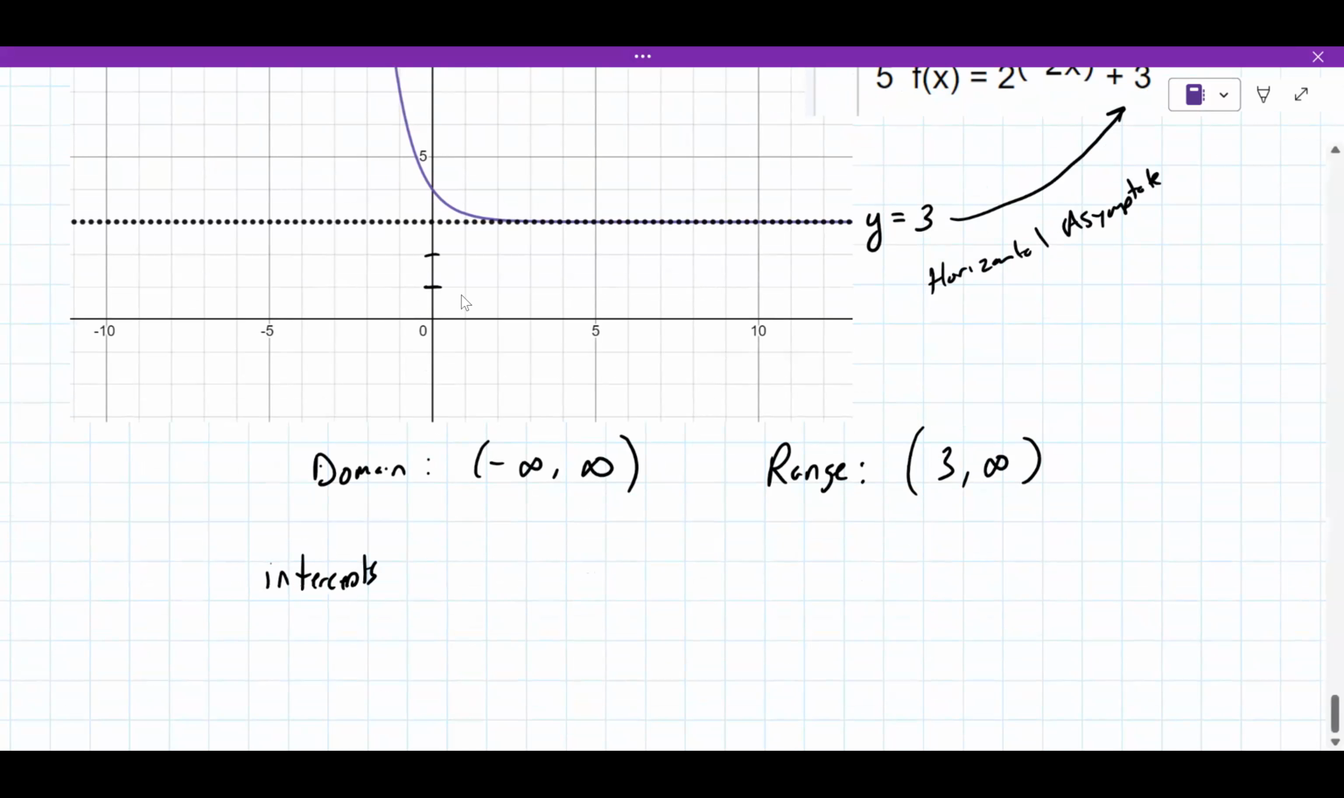So looking at the graph, does it cross the y-axis? Yes. It does. That's right. And where does it cross the y-axis? Uh, 0 comma 3 is right here in the black dot. Is that where the blue curve crosses?